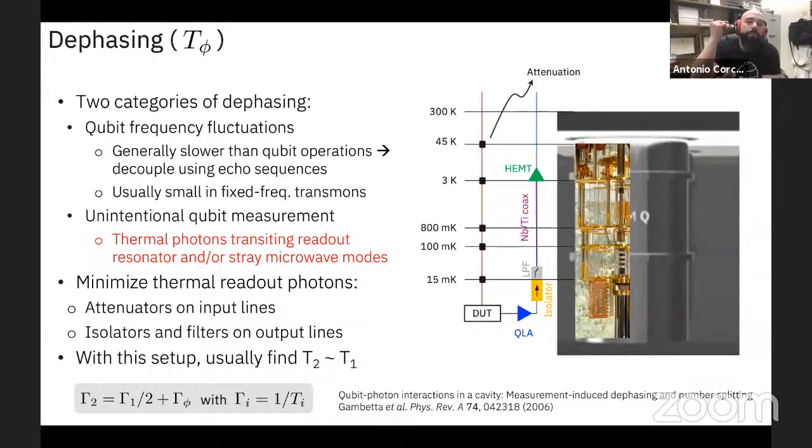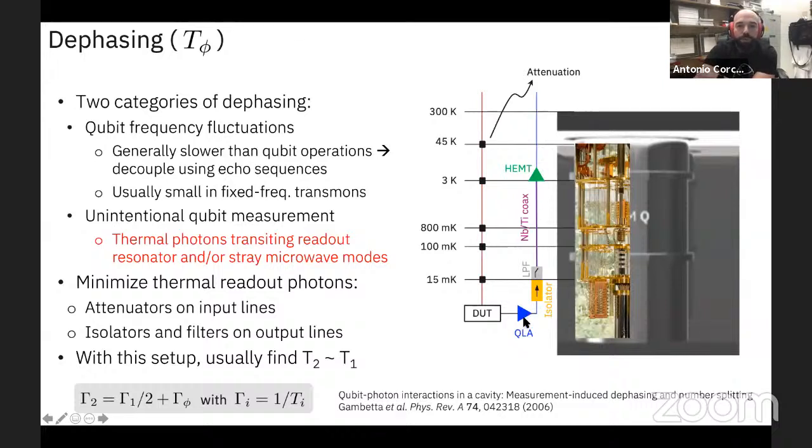And for that, we need to make sure that we attenuate all the input lines that we have, so that the noisy photons from thermal radiation arriving at the qubit are as few as possible. So we attenuate at every stage of the fridge, and then in the output we cannot attenuate because we want the readout signal to be as high as possible, for the signal to noise ratio.